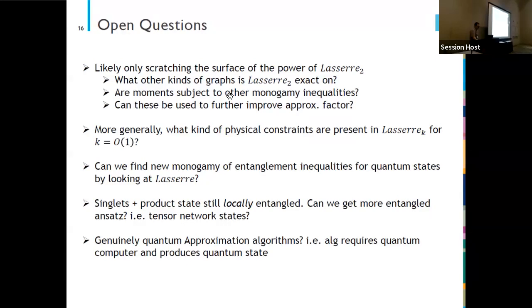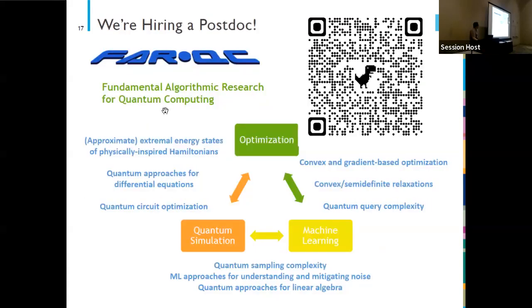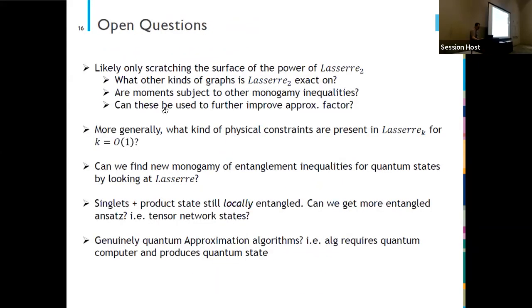The open questions here are, I think Lasserre 2 might even be cooler than I already think it to be. So there are these questions of what kind of graphs is Lasserre 2 exact on? And what other kinds of monogamy of entanglement constraints can we find? More generally, what sort of things can we expect from Lasserre order K?